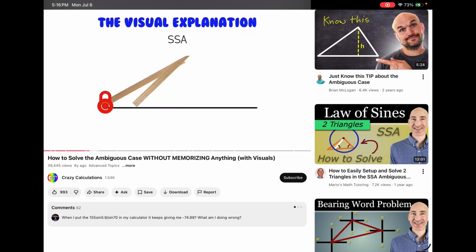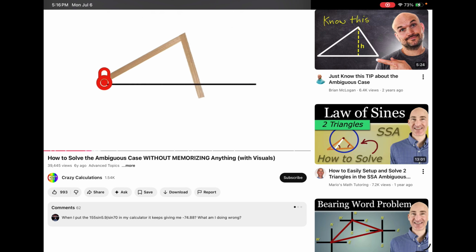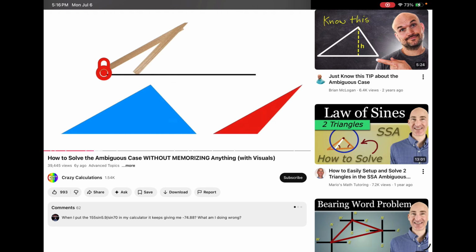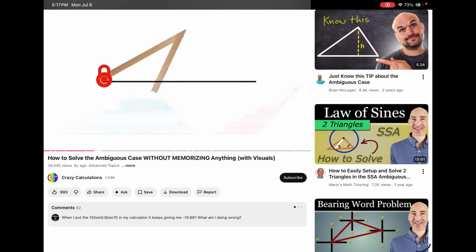Now as you can see, my model isn't exactly perfect, but let's draw some more accurate versions of these triangles. So the first triangle, if you drew it accurately, would look like this, and the second triangle, when you swing this leg over, would look like this. Now let's look at a different situation using this same model.